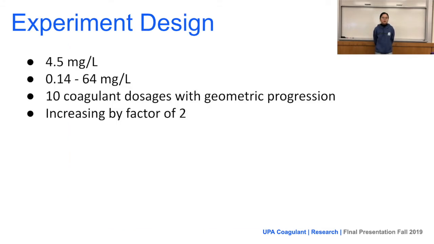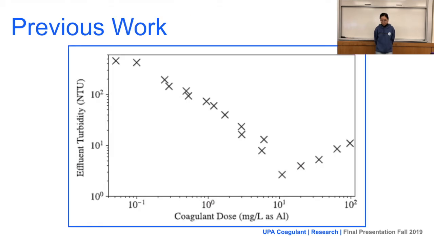So the other UPA subteams are using 4.5 milligrams per liter of coagulant, while we are varying ours from 0.14 to 64. We are testing a total of 10 coagulant dosages using a geometric progression, which means that we are increasing our coagulant dosage by a factor of 2 each time.